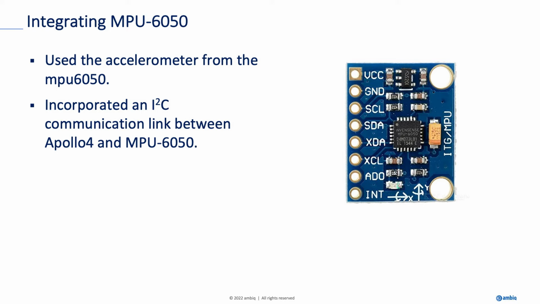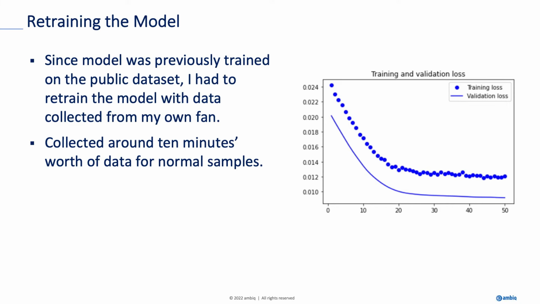I used a sensor called MPU 6050 for that. It contained an accelerometer, and I collected data by incorporating an I2C communication link between the Apollo 4 and the MPU. I did so by using code that the previous intern Rohan had written. He was using the same sensor, so it was pretty easy to incorporate his code into my code. After testing my model on the live data, I found that it was completely inaccurate. The reason is that the fan I used to collect data was completely different from the fan that the public data set had used.